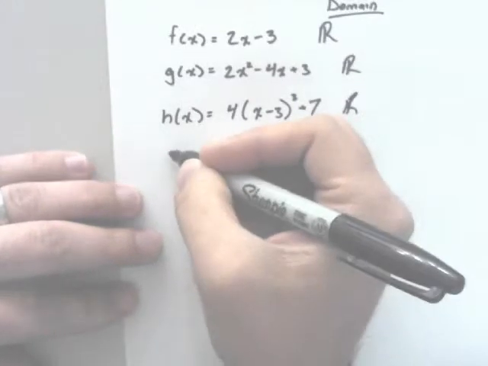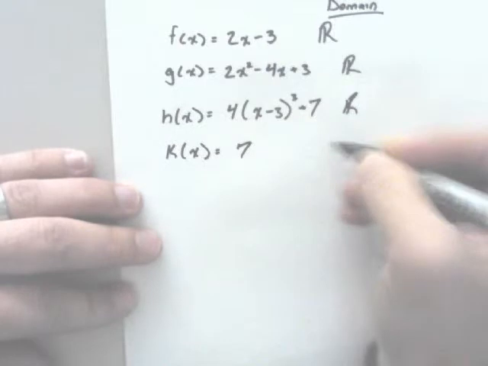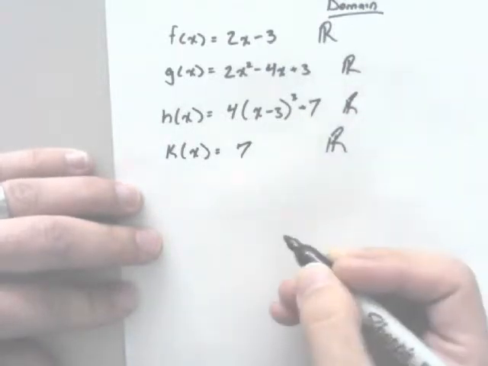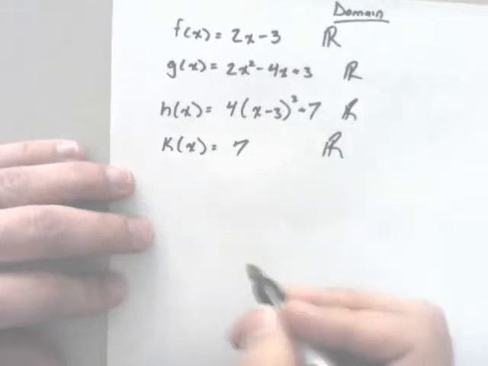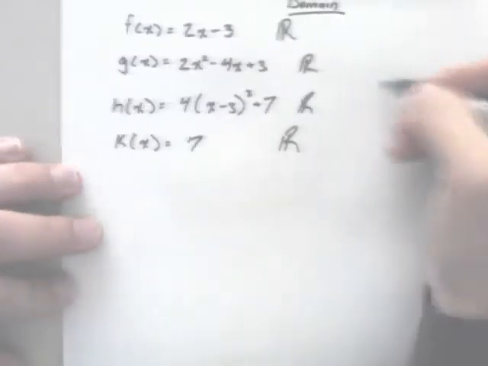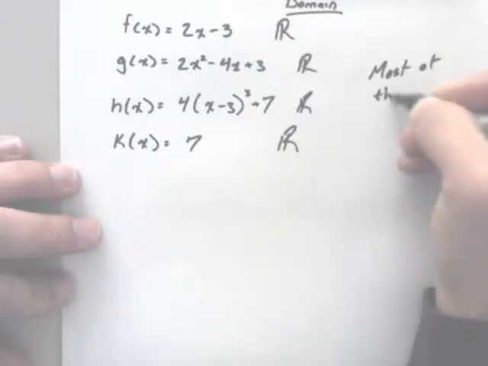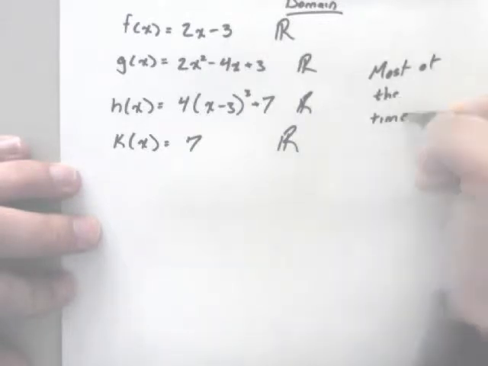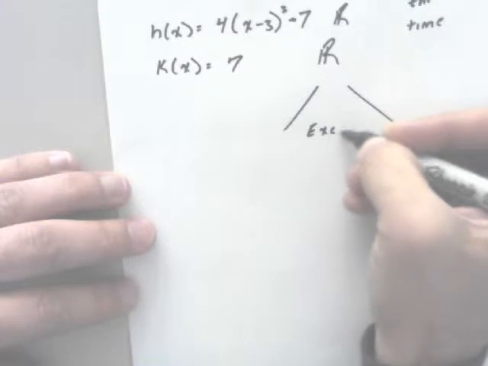I could have no variables in a function, just a number. We know that as a horizontal line. The domain is still all real numbers. So most of the time, the domain is going to be all real numbers. It's just a characteristic of functions. The two major exceptions. Okay, so these are our two exceptions.